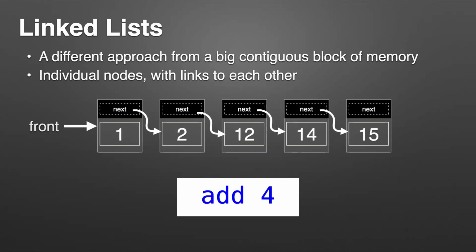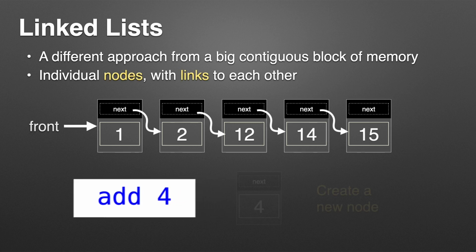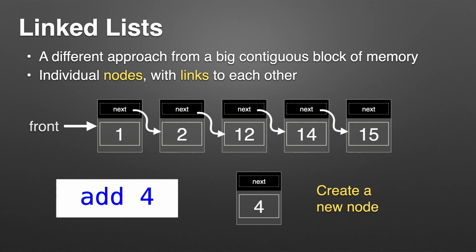So if we wanted to add the data 4 to this list, we would first create a node with 4 in it that's not pointing anywhere. Then we would have to find the insertion point, because if you remember with this example, we wanted this to stay sorted. That was just an arbitrary requirement. It's not a linked list requirement, it's just what we're doing.